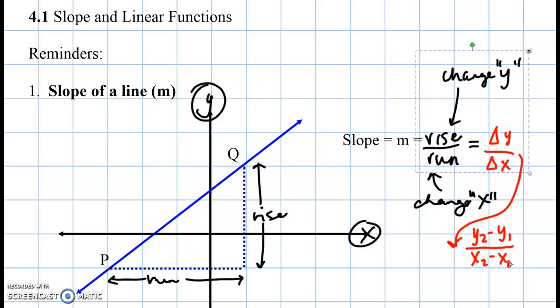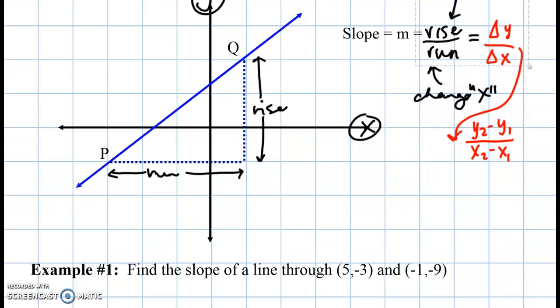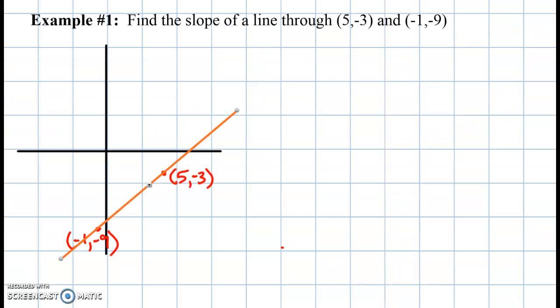So for example, let's look below here. We're seeing 2 points on a line, and if I would draw a quick sketch of it, it would look like this, right? 5, 3. Hopefully remember how to plot that. It would be x, y. So 5 on the x, down 3 on the y would be that first point. The second point, -1, -9 would be there. And if I would join those two points up, you can see the slope there of the orange line.